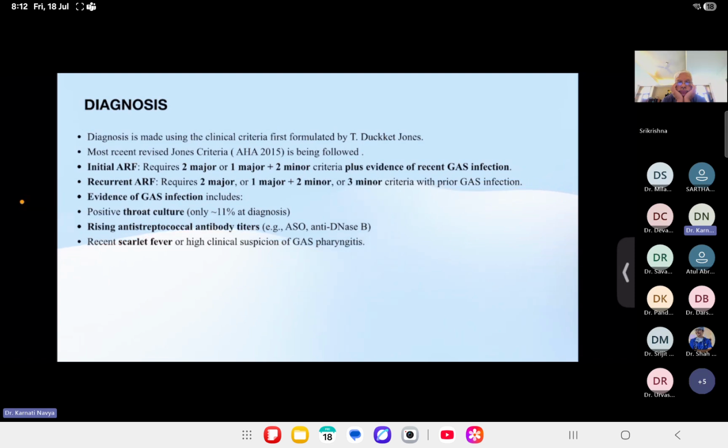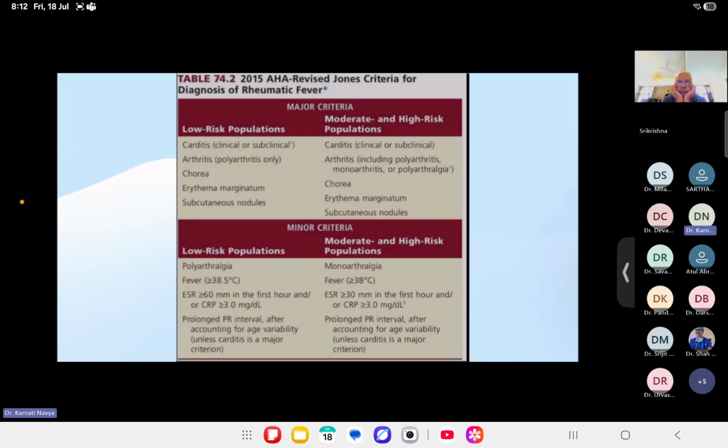Evidence of GAS infection includes a positive throat culture, only 11% have a diagnosis, and rising anti-streptococcal antibodies or anti-DNase B antibodies, and a recent scarlet fever or high clinical suspicion of GAS pharyngitis. These are the Jones criteria according to the American Heart Association 2015. They include major criteria and minor criteria based on high risk populations and low risk populations.